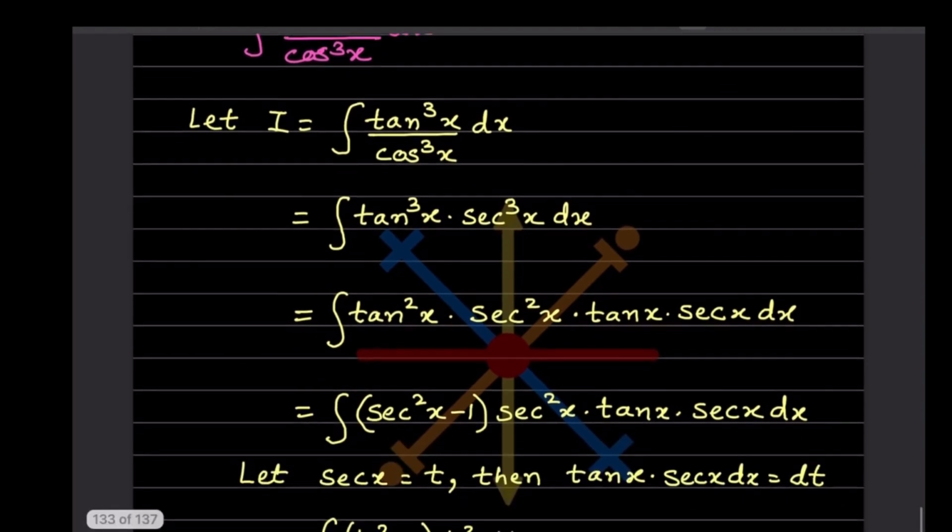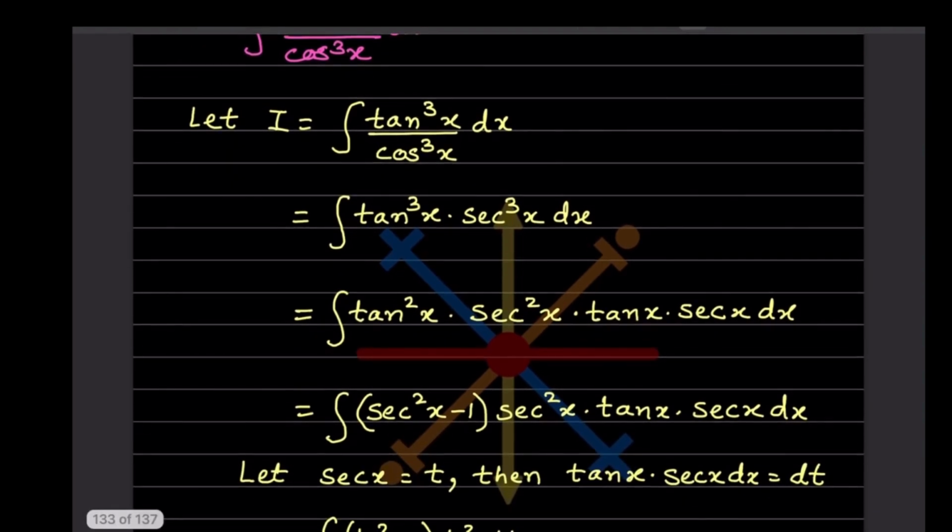Now we can take tan square x and sec square x from here. One tan x remains, and one sec x remains, which we will take on this side. For tan square x, we can also write sec square x minus 1. This all will be as it is.